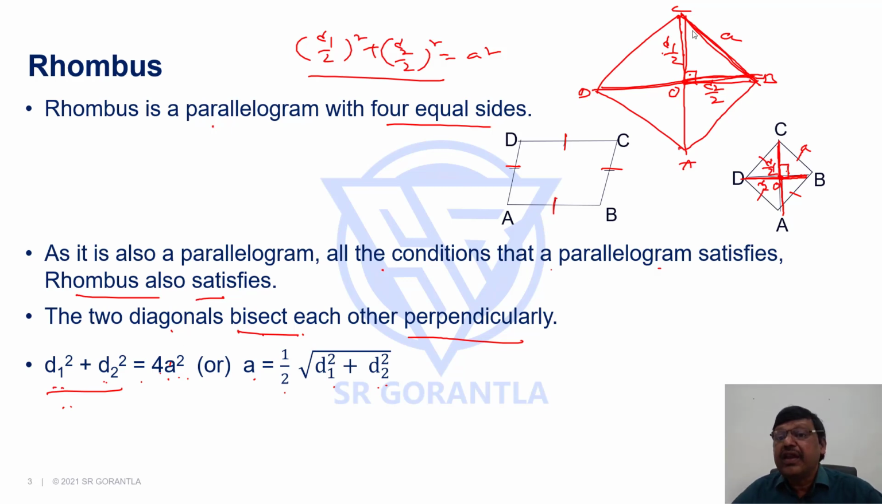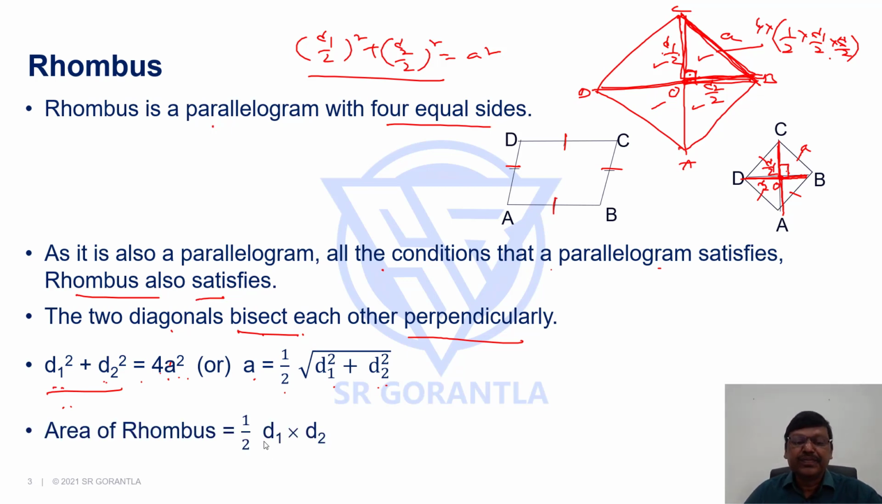Not only that, what will the area of this triangle be? Area of a right angle triangle is half into product of the two sides that include the right angle. So the area of this triangle is half into d1 by 2 into d2 by 2. And we have 4 such triangles here. So what is the area of the entire rhombus? Into 4. d1 d2 by 8 into 4 means it is half d1 d2. So every question that we get on rhombus will be using this point that the diagonals bisect each other at right angles, right?